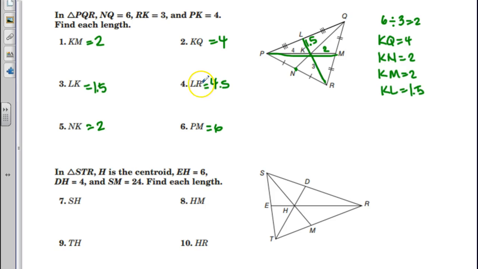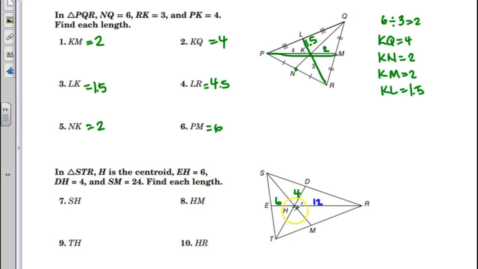All right, so let's keep rolling with this. In triangle STR, H is the centroid. EH is 6. DH is 4. And this whole thing SM is 24. All right, so let's fill in the rest of this. Let's start with EH. If EH is 6, then this is a 2 to 1 ratio. This is the 2 part. This is the 1 part. So 6 times 2 is 12. So that whole thing would be 18.